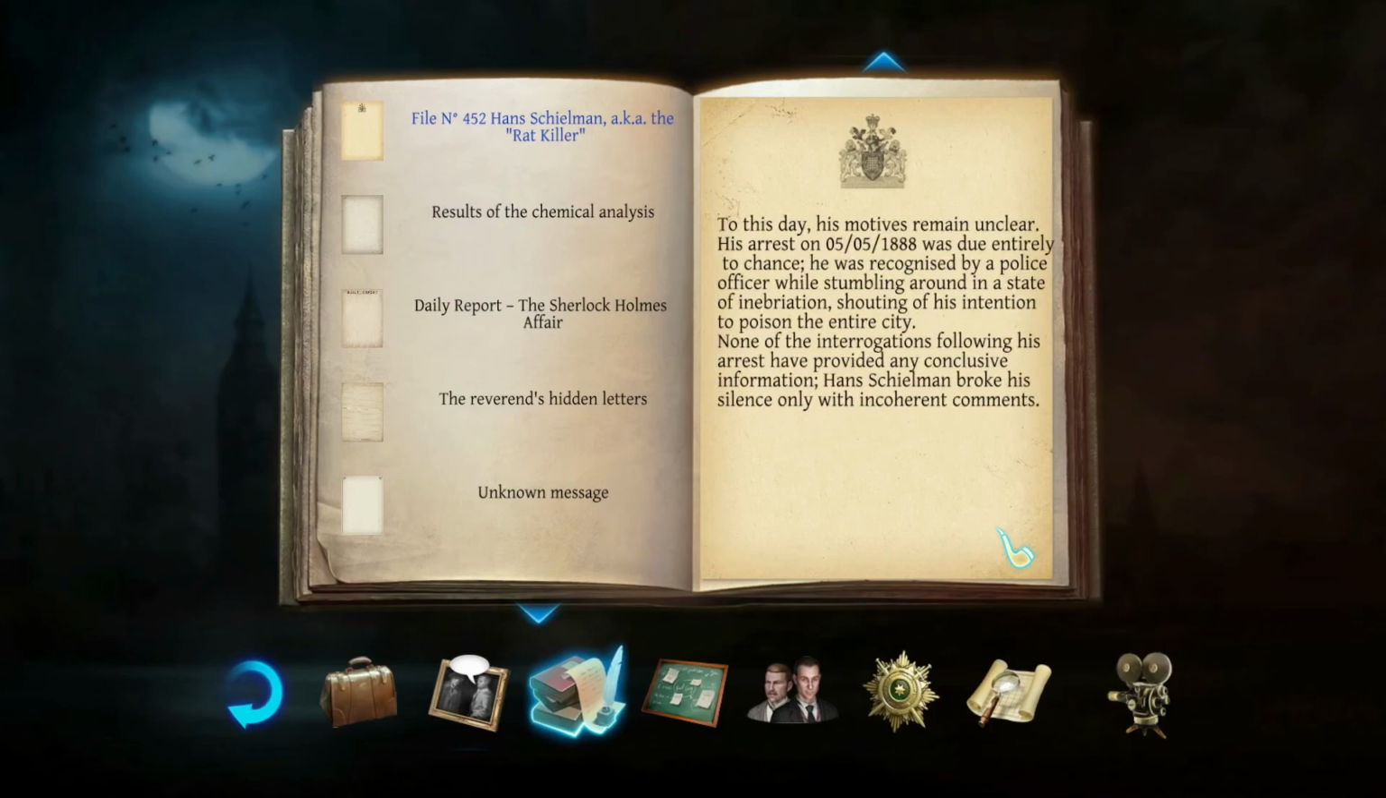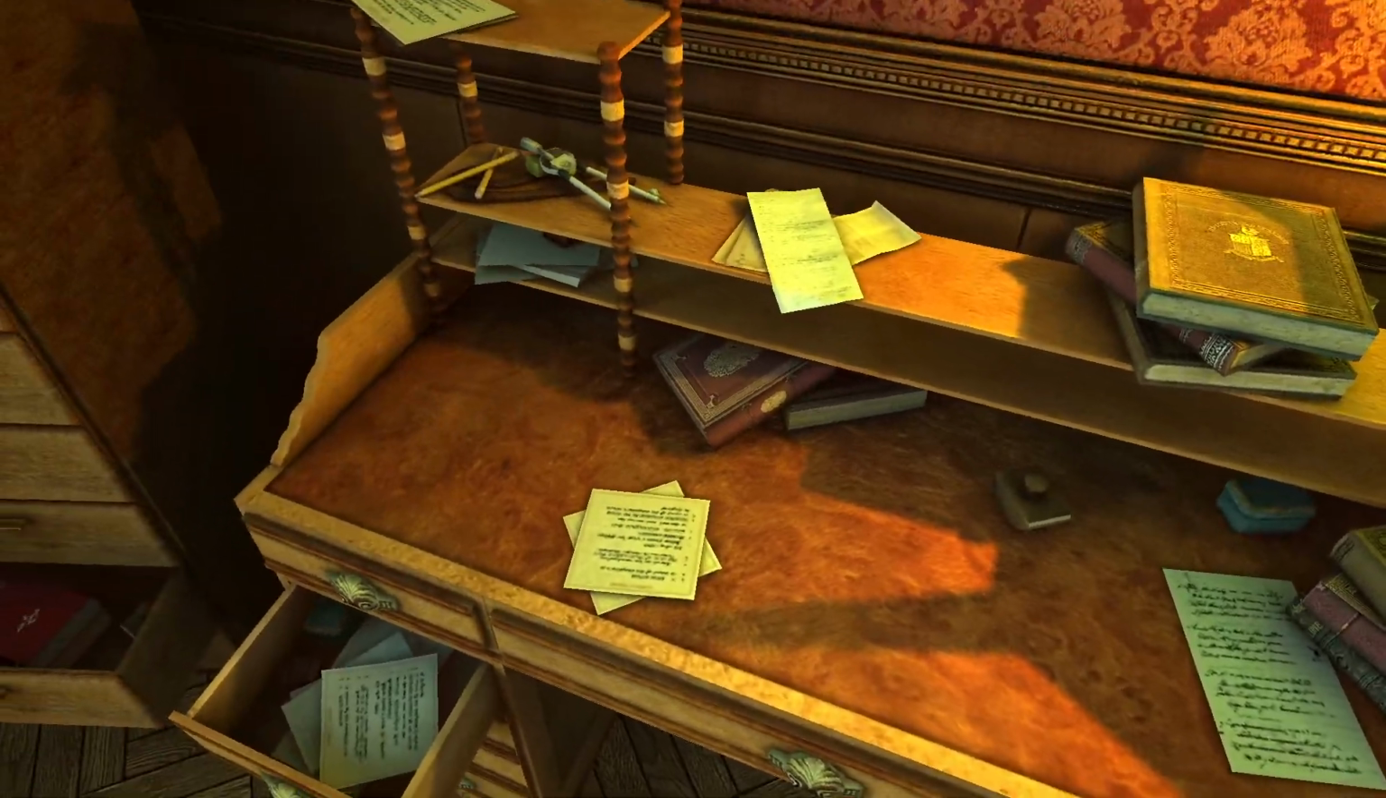His arrest on 5th of May 1888 was due entirely to chance. He was recognized by a police officer while stumbling around in a state of inebriation, shouting of his intention to poison the entire city. What a clever fella. None of the interrogations following his arrest have provided any conclusive information. Hans Schielmann broke his silence only with incoherent comments.